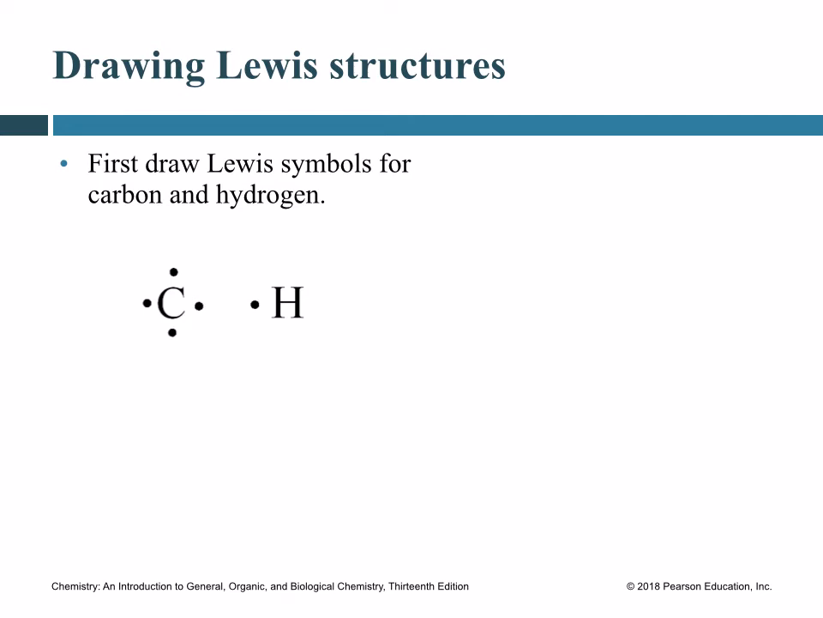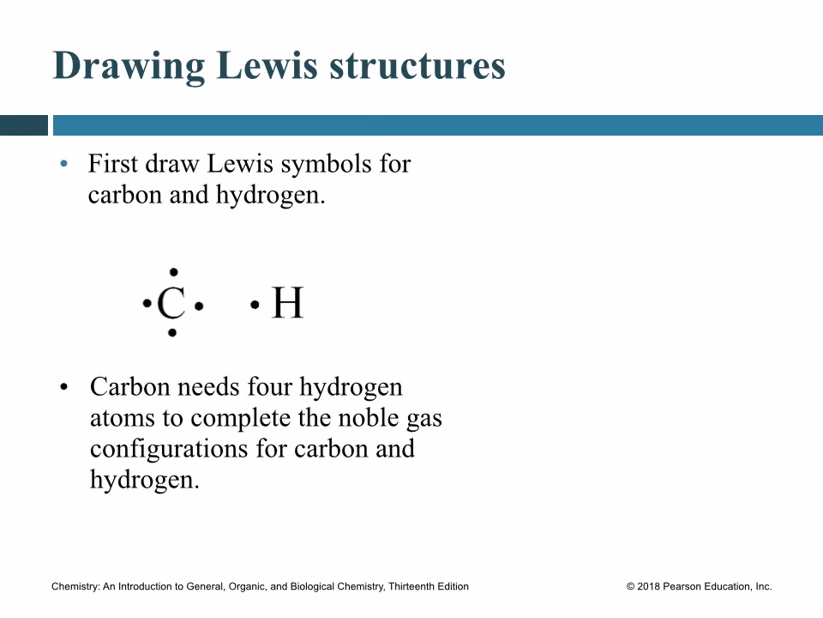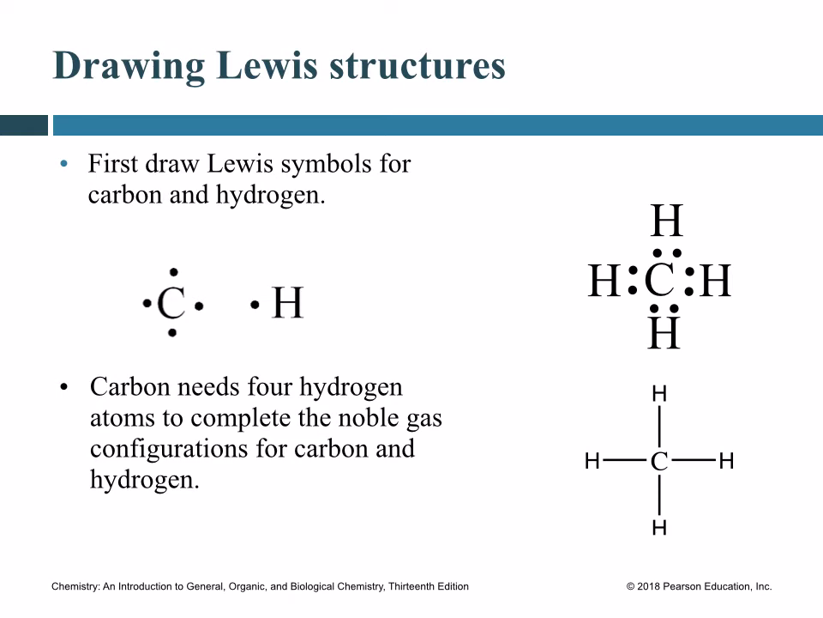To draw the Lewis structure for methane, CH4, we start by drawing the Lewis symbols for carbon and hydrogen. Recall that the number of dots is the same as the valence electrons, which can be determined by the group number. Carbon needs 4 electrons to complete its valence shell and attain a noble gas electron configuration for neon. Since hydrogen has only 1 electron to share, carbon will bond with 4 hydrogen atoms.